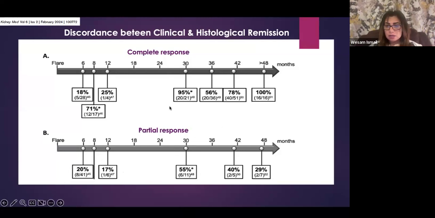So this data shows you how much discordance we have between the clinical response of your patient and what actually is happening in the kidney. And so these patients whom you thought had a complete response to their lupus GN actually have subclinical histological changes. And as I mentioned, these are the patients who go apparently clinically controlled and then come to you after 2 or 3 years with end-stage renal disease, and you don't know why.